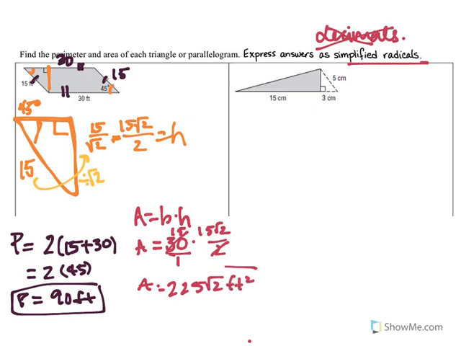Feet squared, because I got to put units, and this is what I'm talking about where I do not want a decimal. I don't want you to go in your calculator and write 225 times radical 2 and give me a number. This is the best answer.